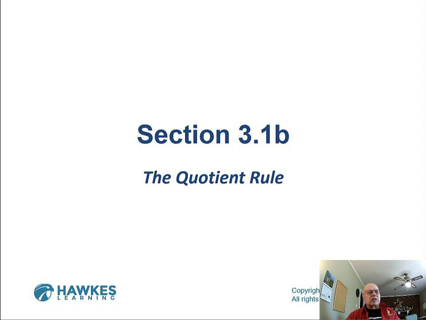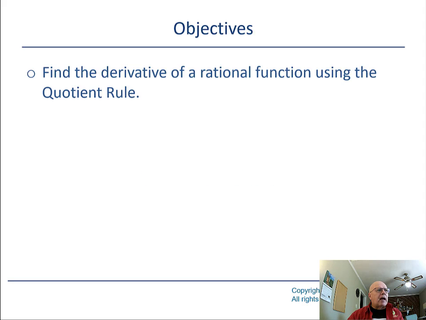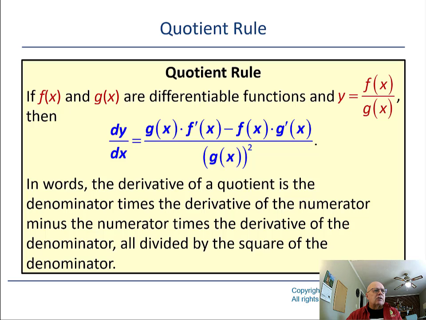This is part B of section 3.1. And we're going to find the derivative of a rational function. That means you've got x's on the top and x's on the bottom. So here we go. This is the quotient rule. The first thing to notice is that here is our function, and they're using the typical f(x) function on the top as the numerator and g(x) function as the denominator.